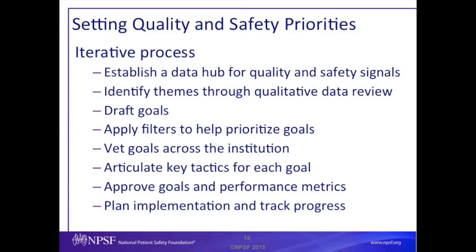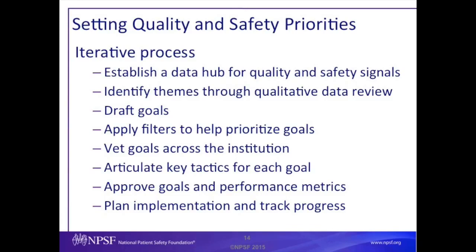And once that's done, we identify our themes through qualitative data review, and then everything becomes a major goal. So you have to apply some sort of filter to prioritize. What do we have the bandwidth to work on now? What is it we have to focus on? Once you've taken that information, you vet the goals across the organization.